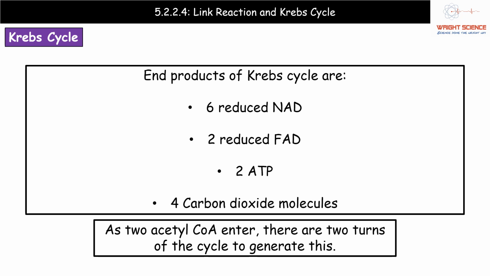So just go careful. Obviously, for each acetyl-CoA that enters, we would have 3 reduced NAD, 1 reduced FAD, 1 ATP, and 2 carbon dioxides. But because we do Krebs cycle twice, because we started with 1 glucose and became 2 pyruvates, those 2 pyruvates then became 2 acetyl-CoAs, we go through it twice. So 6 reduced NAD, 2 reduced FAD, 2 ATP, and 4 carbon dioxide.